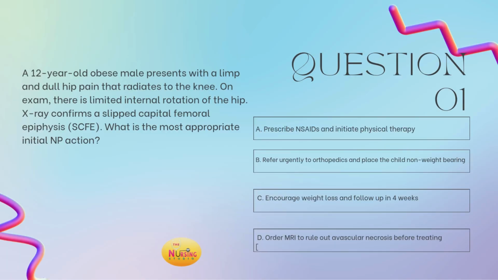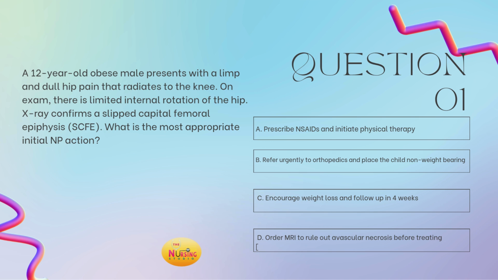All right, you guys, question number one. A 12-year-old obese male presents with a limp and a dull hip pain that radiates to the knee. On exam, there is a limited internal rotation of the hip. X-ray confirms a slipped capital femoral epiphysis, so SCFE. What is the most appropriate initial NP action?